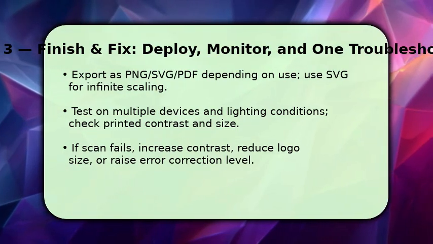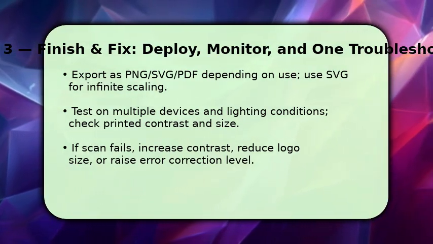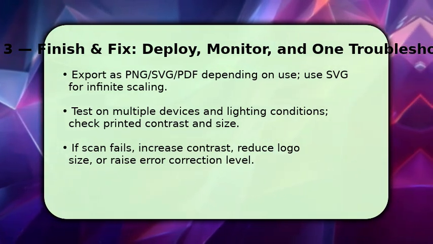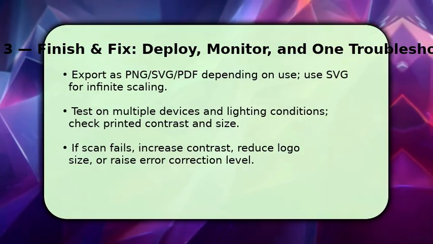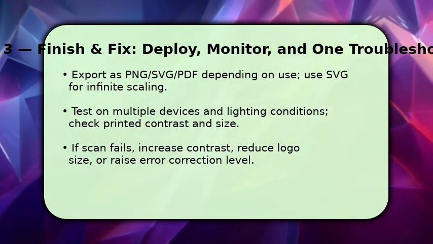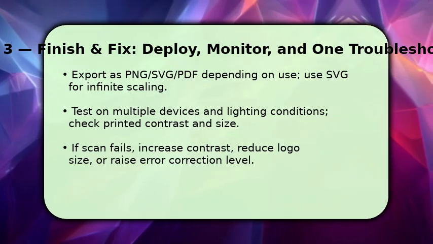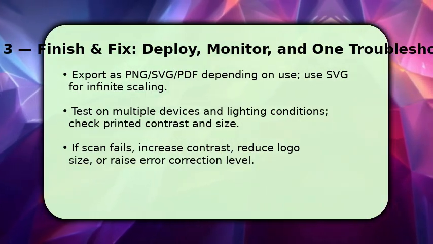Export the final QR as PNG for web, SVG for scalable printing, or PDF for layouts. Once exported, test the code on several phones and in different lighting. Also print a proof at actual size to confirm scanning from the intended distance. If it opens a wrong page, recopy the URL and regenerate.